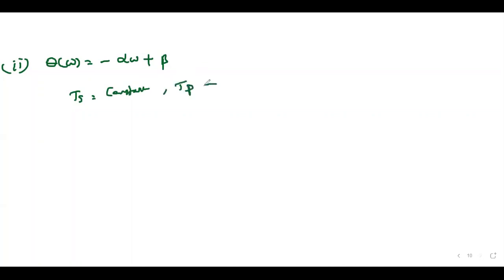But we have one more case, the second case, where theta of omega is equal to minus alpha omega plus beta. If you take this linear relation, that means only TG is constant, but TP is not constant.